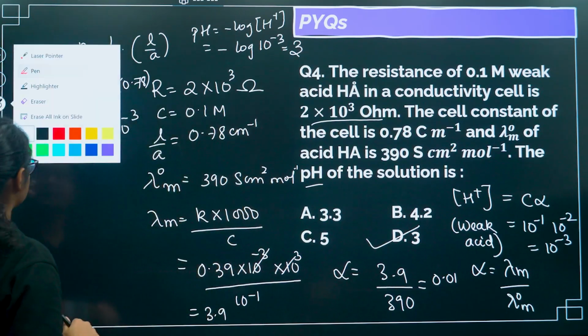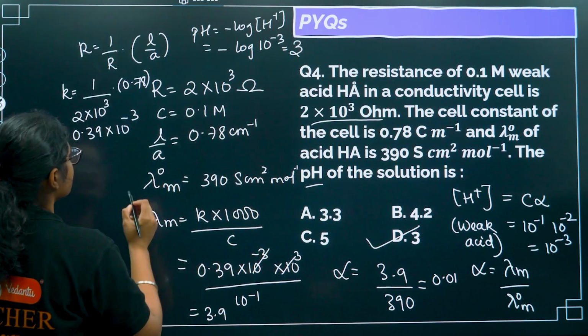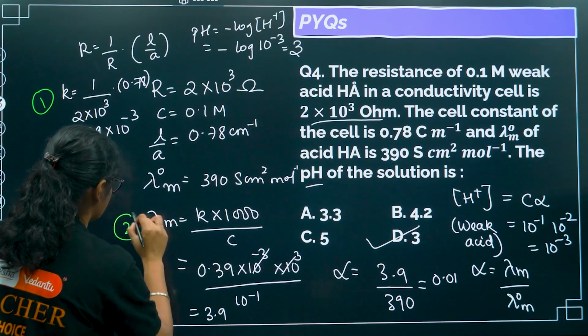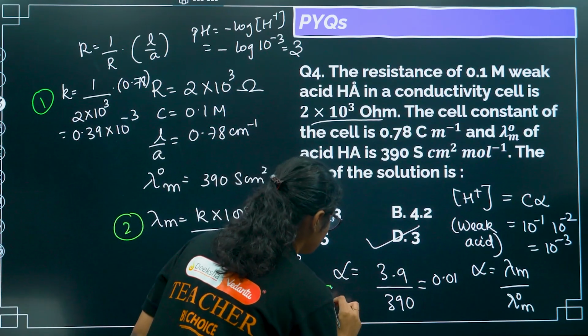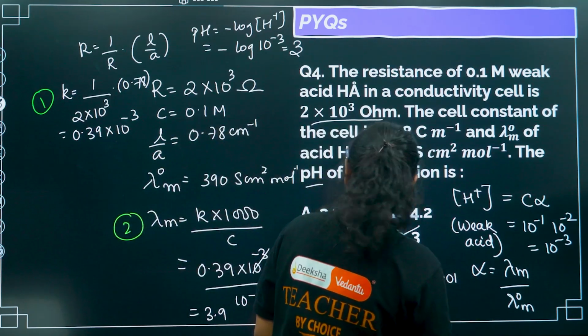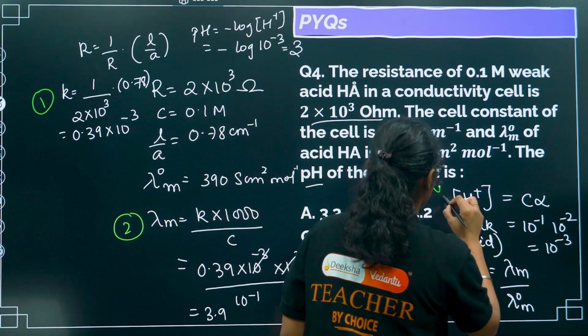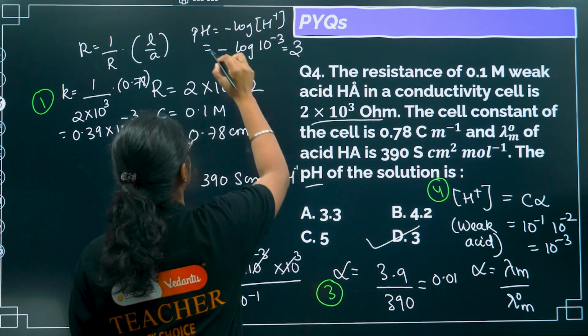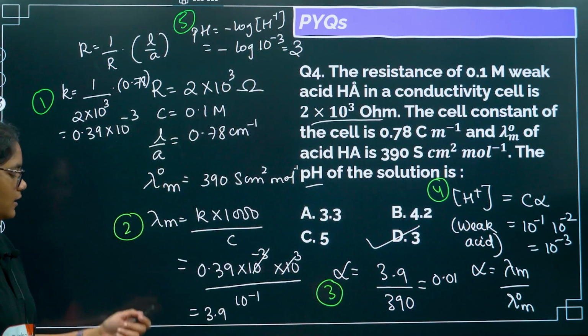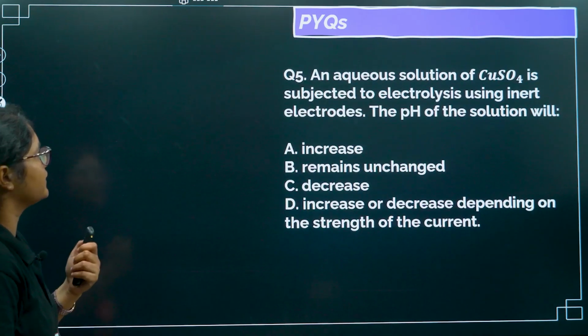Okay, so I'll write step 1. First what we calculated? Kappa value, this is 1. Then we calculated molar conductivity. Then we calculated alpha value. Then after getting alpha value I calculated H plus concentration. After calculating H plus concentration I calculated the pH value, right? Okay. Now coming to the next question.